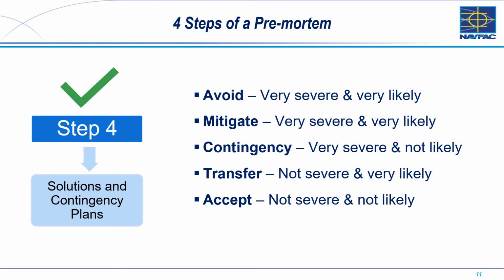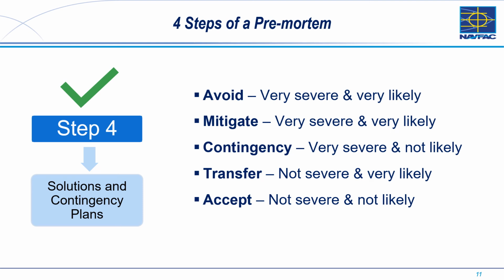Contingency. Very severe and not likely. A trigger is established that can be used to indicate whether the problem will occur and how it will impact the project if it does occur. A plan B is developed, and if the trigger occurs, this plan is put into effect and the project plan is changed at that time.